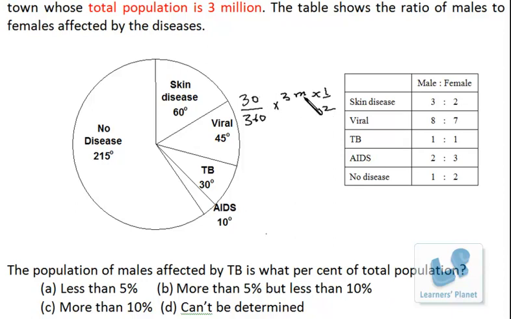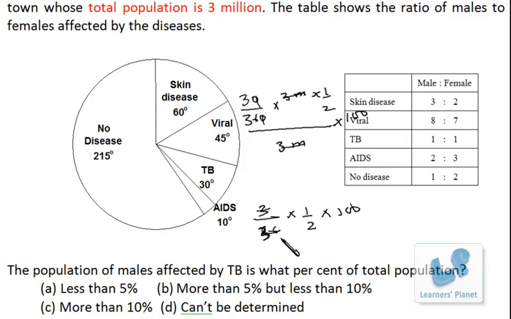So it's quite simple, friends. So this is the male population that is affected by TB divided by the total population, because males affected by TB is what percent of total population. So this is the male affected by TB, this is the total population into 100. That will give us the percentage, right? So it's 3 million, 3 million is cut. I just write it over here once again, 3 by 36 into 1 by 2 into 100. That is precisely we have to calculate.